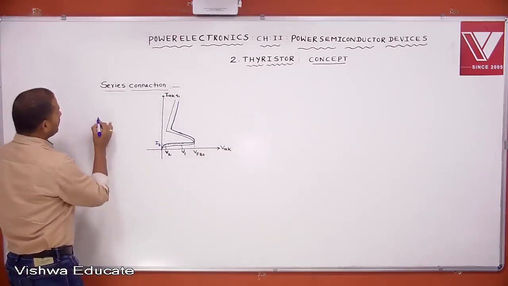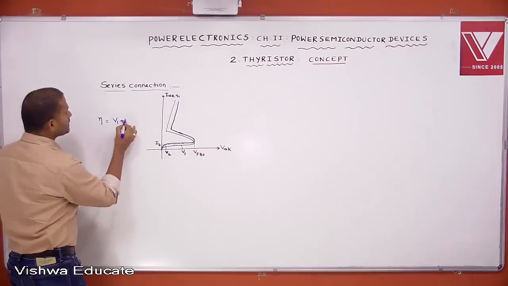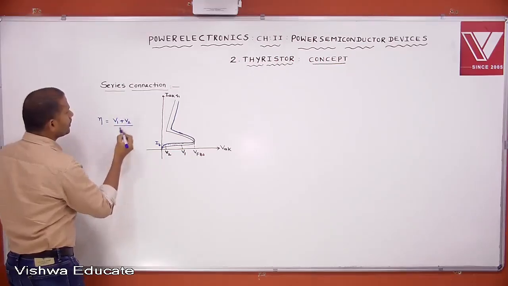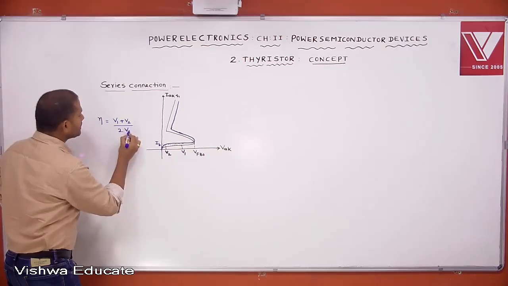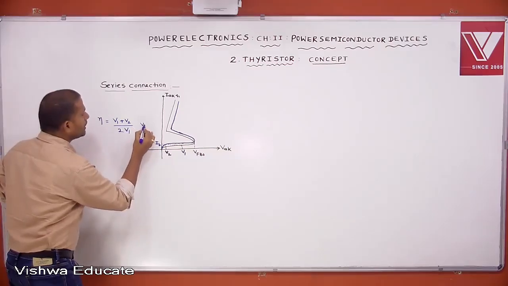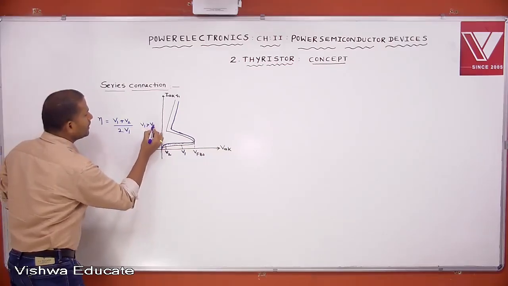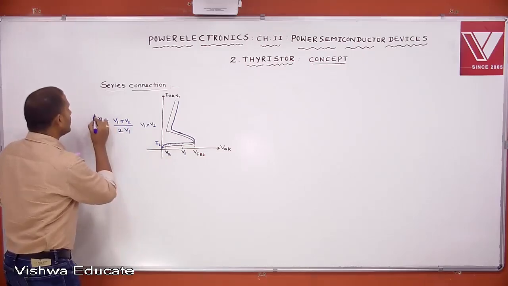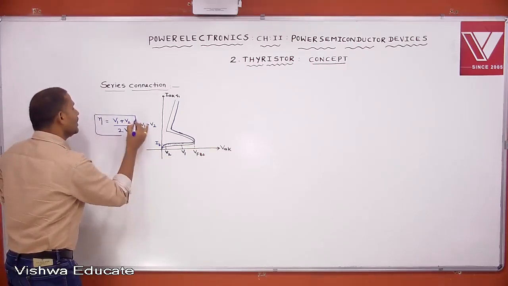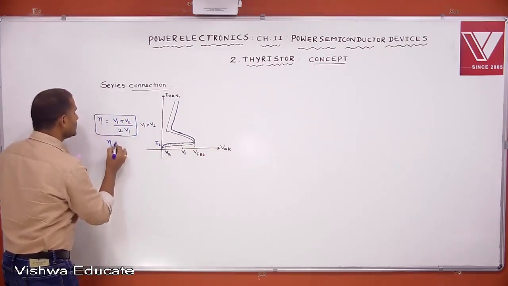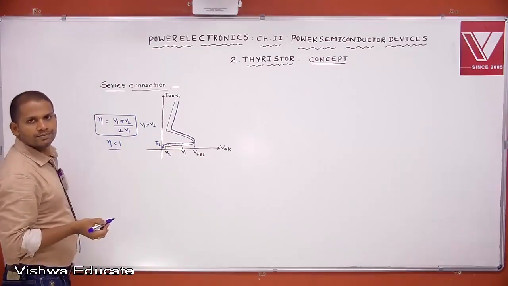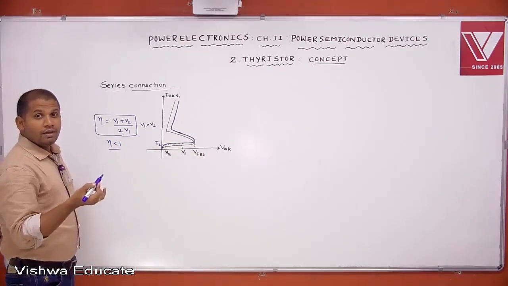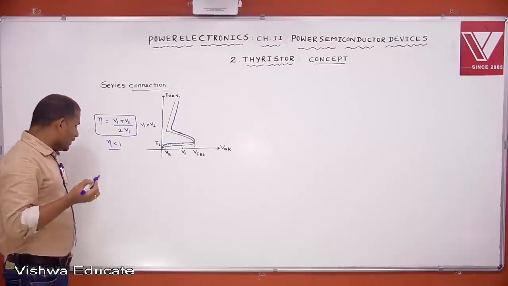Then I defined the string efficiency. String efficiency is equal to the voltage across the whole string divided by the number of series connected SCRs times the individual voltage rating of each SCR, where I take the maximum voltage into consideration. Now because of this, what is the problem? String efficiency is less than 1, that is, string efficiency is reducing. That means I am discussing two cases in series connection.